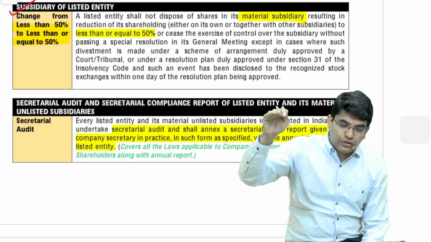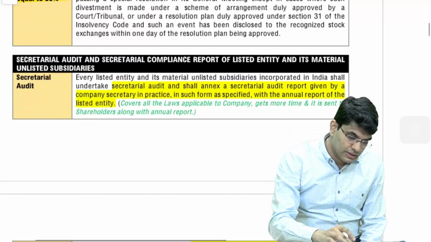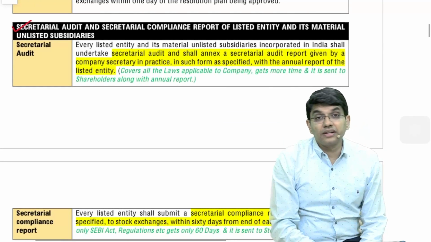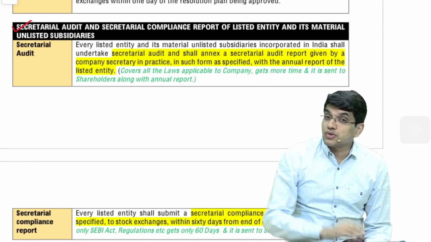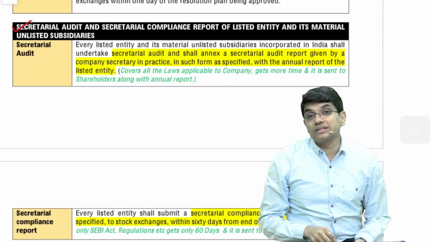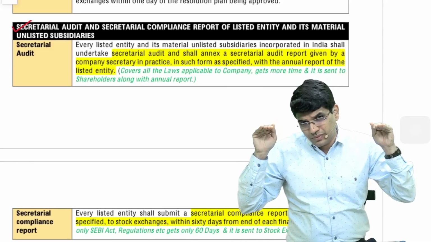Now if you come to 50% or below that, in both the circumstances special resolution will be required. Next is secretarial audit and secretarial compliance report. Now the requirement of secretarial audit was already there. The new requirement is the secretarial compliance report. Let me compare both of them.